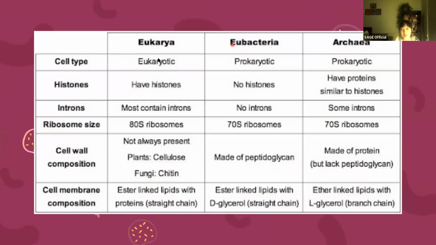So this is a really, really pixelated comparison chart of eukarya, eubacteria, and archaea. So eu just means true, so true bacteria versus archaea, which are like fake bacteria. And so these are some comparisons.